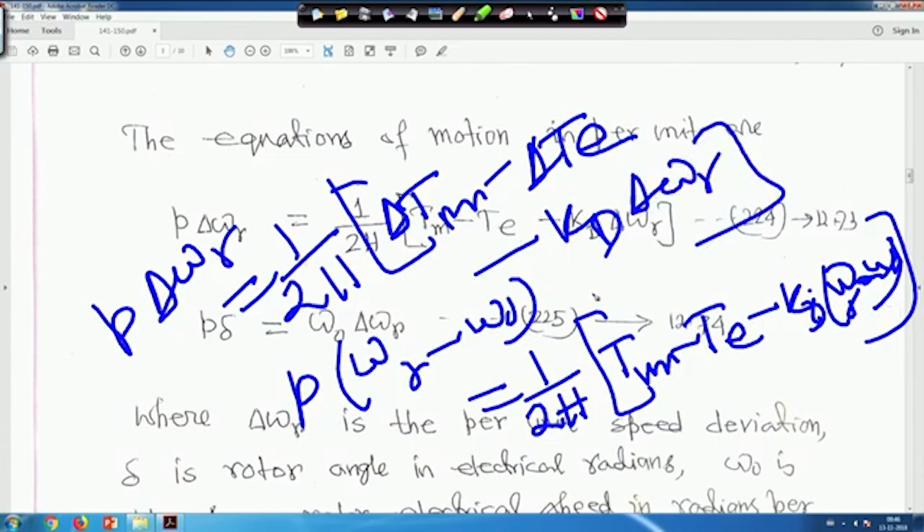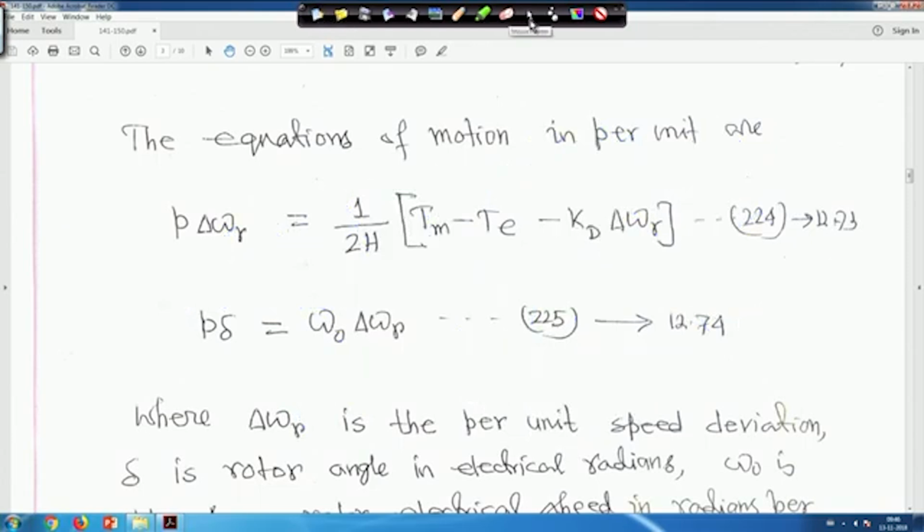So, that is why T m and T e become delta T m minus delta T e, and other things remain the same in that equation. The only thing is that delta omega r is equal to omega r minus omega 0. That is why this equation is written like this.